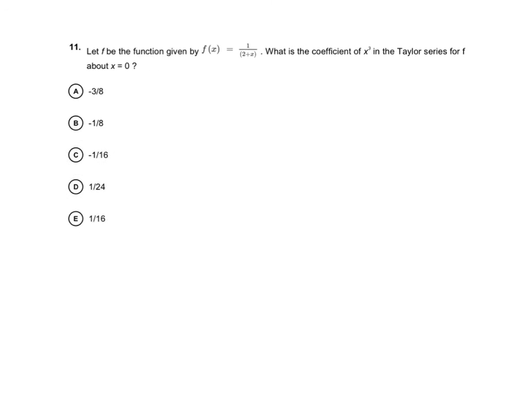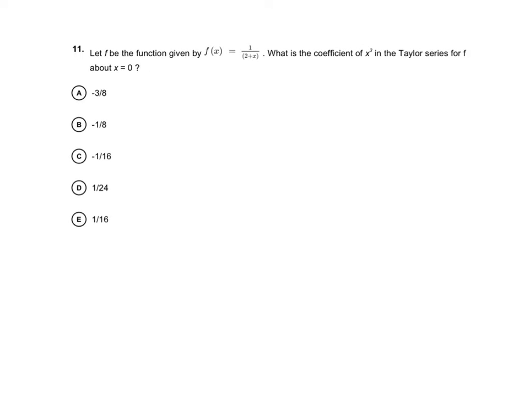Okay, next one. Let f be the function given by that. What's the coefficient of x cubed in the Taylor series for f about x equals 0? Okay, so we just want the cubed term. So we know it's going to be the third derivative at 0 times x cubed all over 3 factorial. So we really just have to get the third derivative at 0, and then the coefficient of x cubed will be this whole thing. So just get the third derivative at 0 and divide it by 3 factorial.